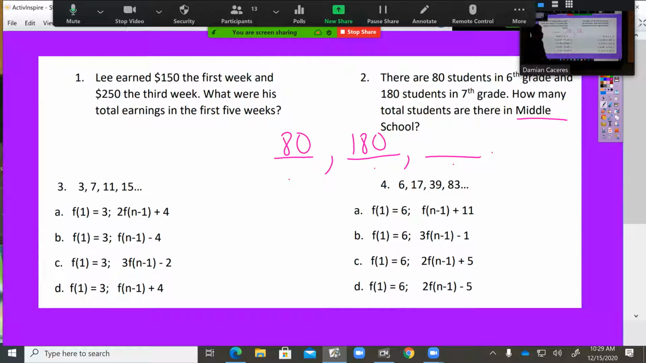So from 80 to 180 is 100 difference. So it's going up by 100. The 8th grade must have 280 students. Now total, just add up all these numbers. So we end up with 540 students. Any questions so far?